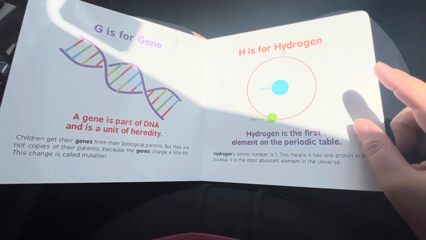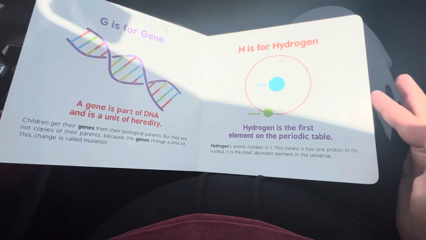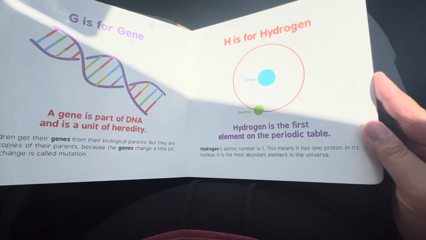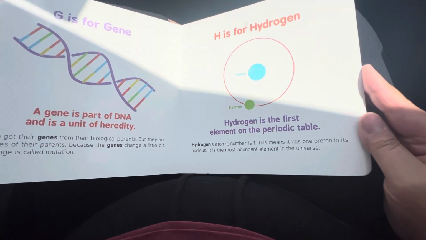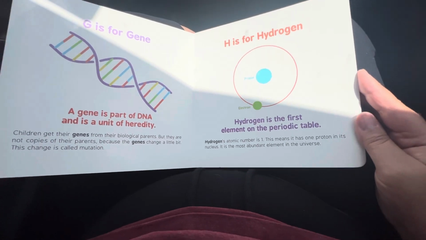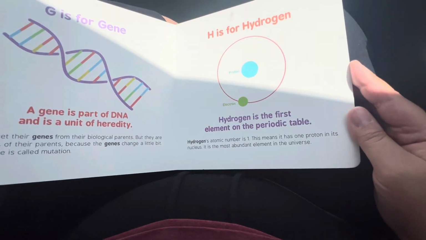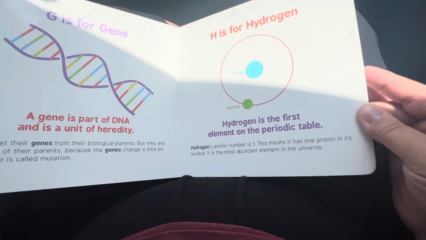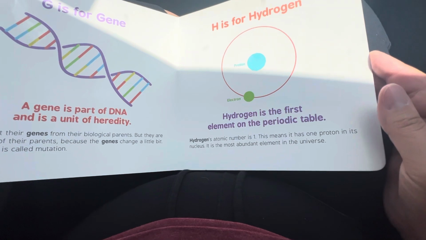H is for hydrogen. There's a proton and an electron, and there's no neutron here. Hydrogen is the first element in the periodic table. Hydrogen's atomic number is 1. This means it has 1 proton in its nucleus. It is the most abundant element in the universe. That's because it was the first element that was made, and it smashing into other stuff was how everything else started being made.